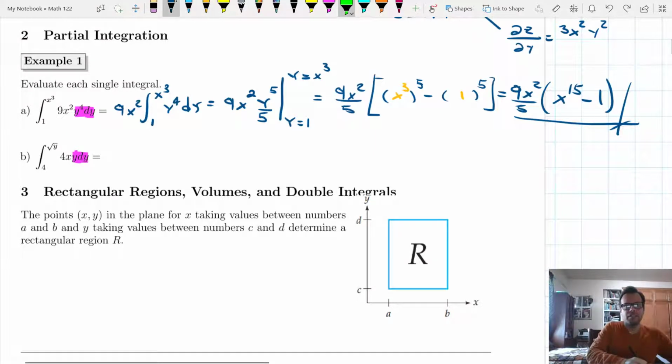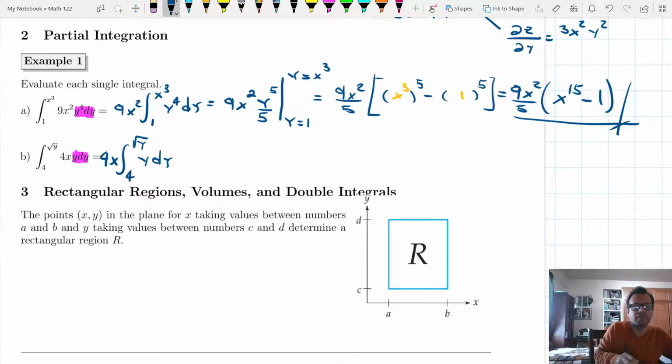So let's see. In this case, we are integrating with respect to y. Let's write outside of the integral everything related to x. In this case, 4x times the integral from 4 to the square root of y of y dy. So all we have to do is integrate the function y, which will be 4x times y squared divided by 2, evaluated from y equals 4 to y equals the square root of y.